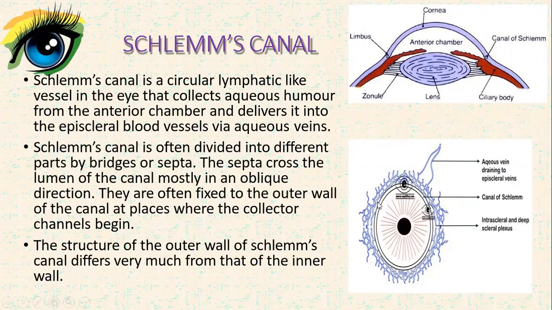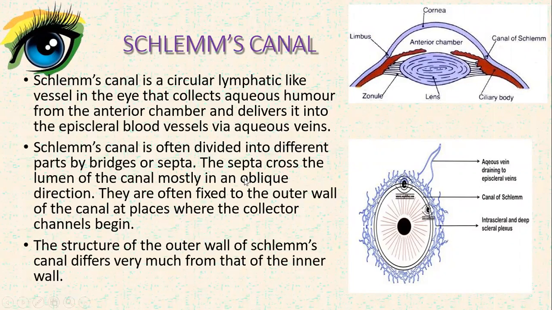So this is basically a simple canal, round and circular, a lymphatic-like vessel, and its job is to collect the aqueous humor from the anterior chamber and drain it into the episcleral blood vessels by the aqueous vein. That is the main job. Schlemm's canal is often divided into different portions by bridges and septa.